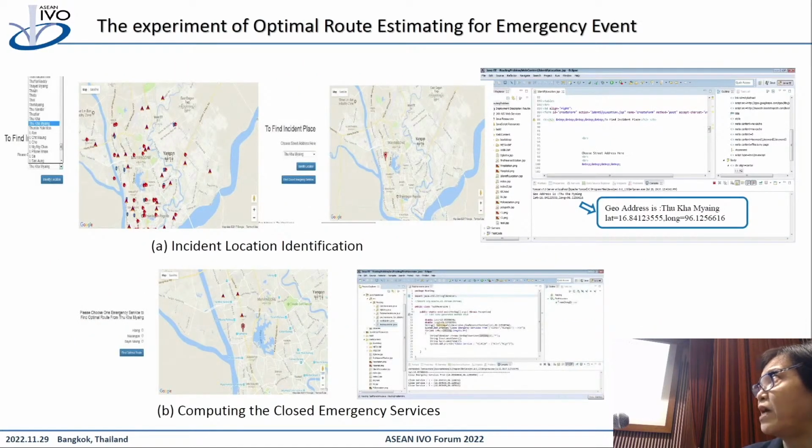This shows some experimental results. Firstly, the first figure shows some information being entered and the incident place being put in, and then finding the nearest location of the emergency service. The second figure shows the nearest emergency services.